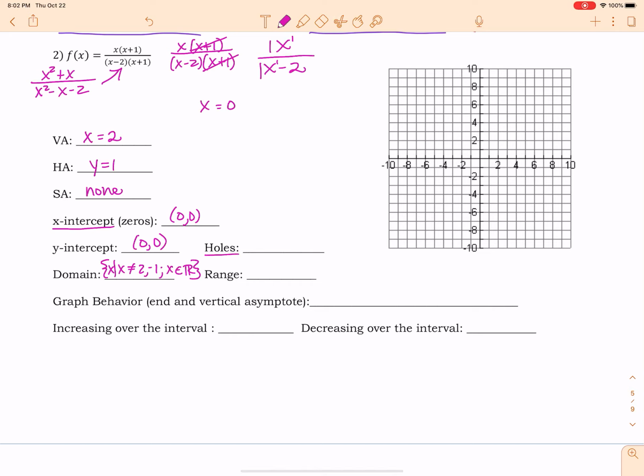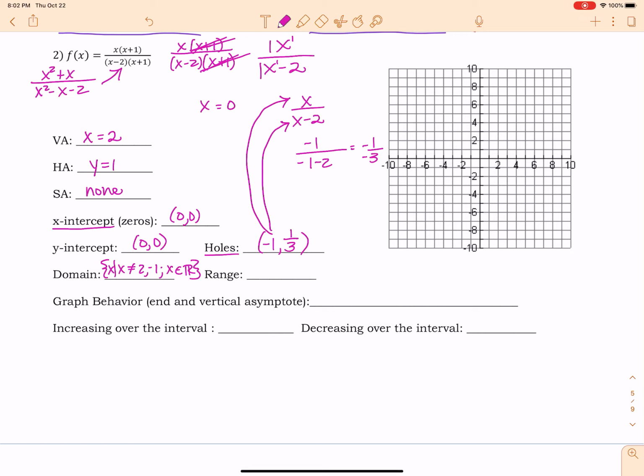Okay, are there any holes? Well, there is going to be a hole at -1 and something because I was able to reduce the x plus 1. So I'm going to use my reduced function, and I'm going to substitute in the -1 for x. So I get -1 over -3, which is positive 1/3.